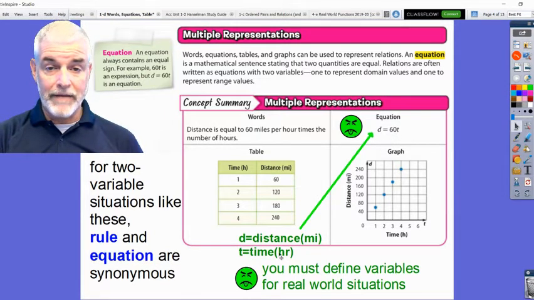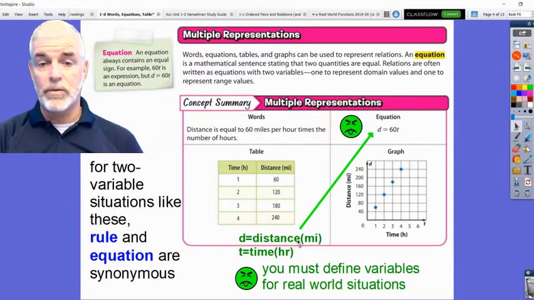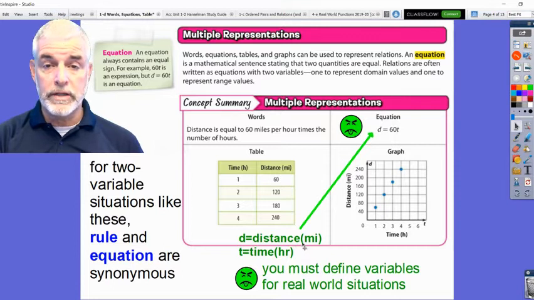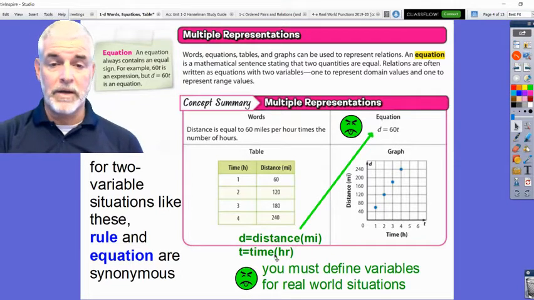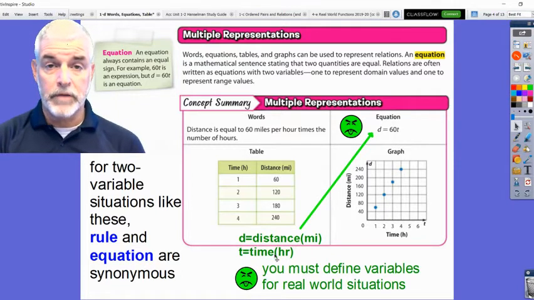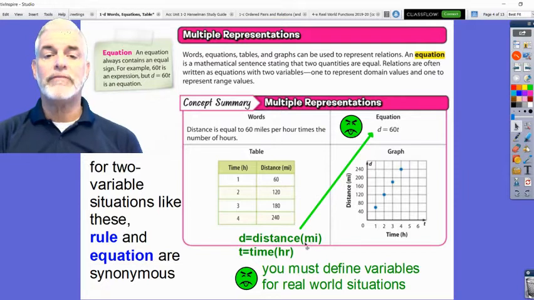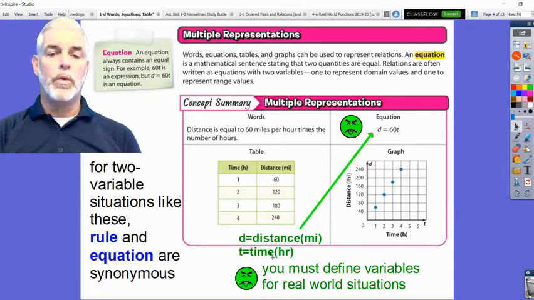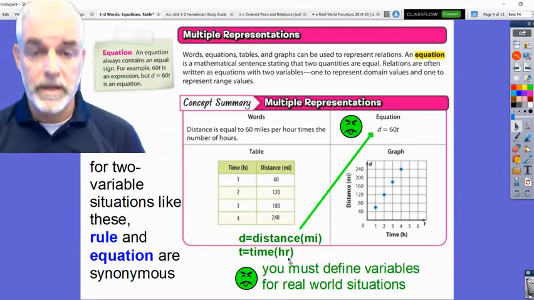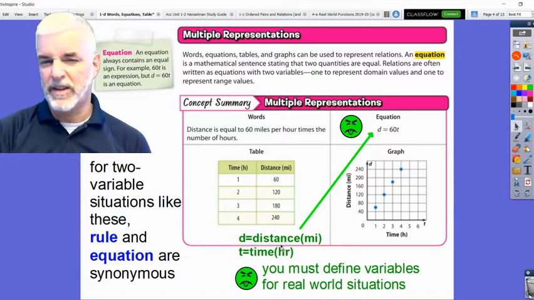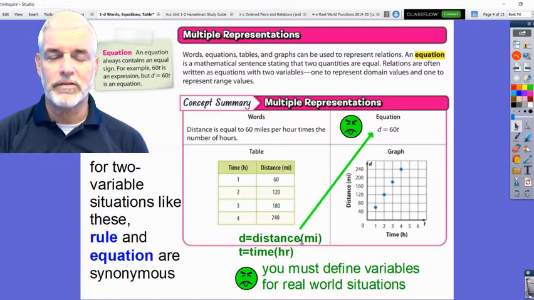So what they should have here, as I pointed out, is that D equals distance in miles and T equals time in hours. And you must include the units. You can't just say D equals distance and T equals time. Because what are the units? Is it distance in kilometers or light years or millimeters? Okay, you have to say what the units are when there are units associated with these changing quantities. Okay, so the book messed up here. They fixed it in the next example, but in this one they messed up.